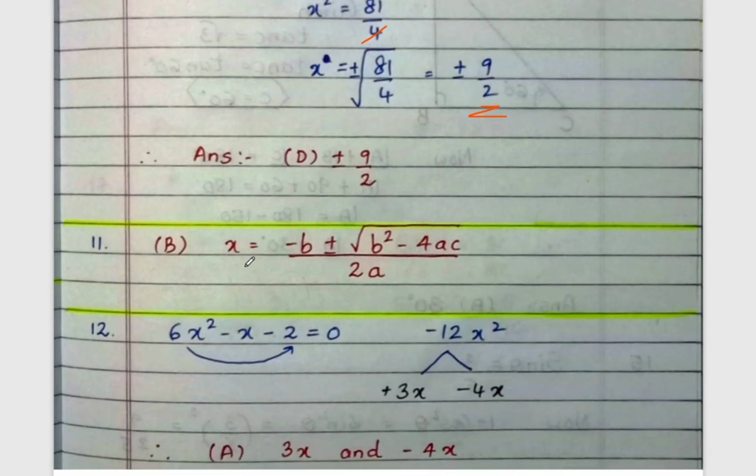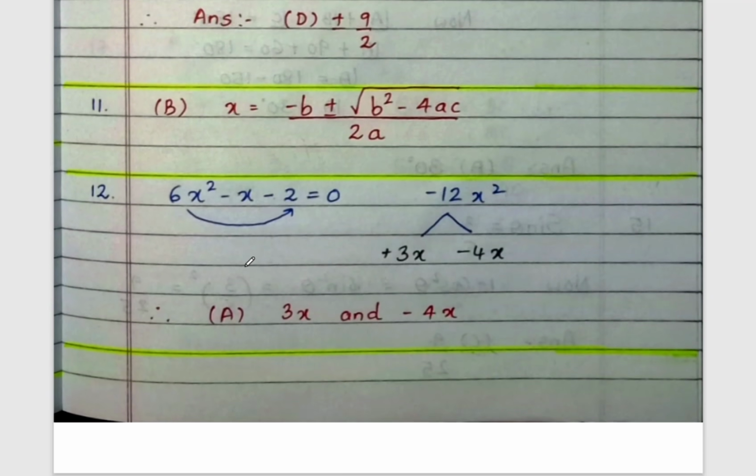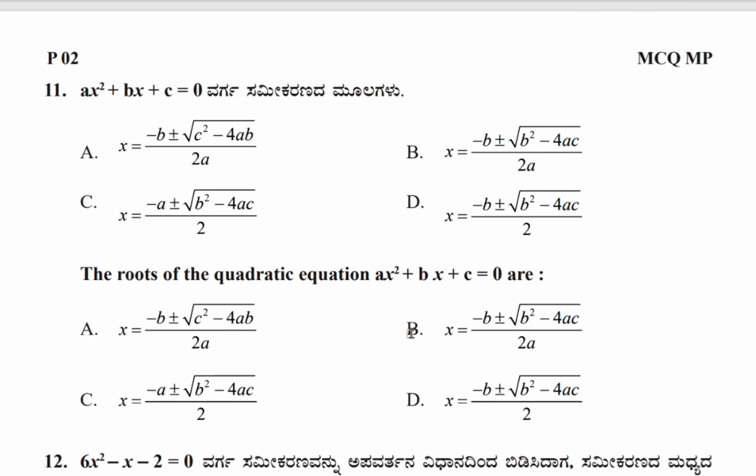Next question, the roots of the quadratic equation ax square plus bx plus c are given by x equals minus b plus or minus square root of b square minus 4ac divided by 2a, which is a direct question.